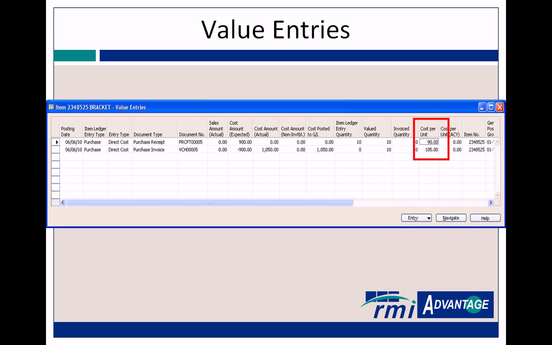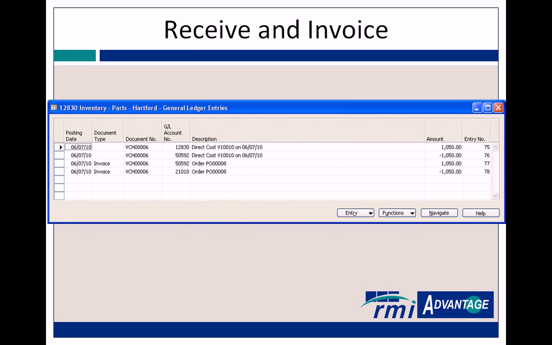Now that we've taken a look at the entries that the system creates when we do post a receipt and an invoice in a two-step process, we're going to take a look at how the system handles a purchase invoice and receipt in a one-step process by receiving and invoicing at once from the purchase order.